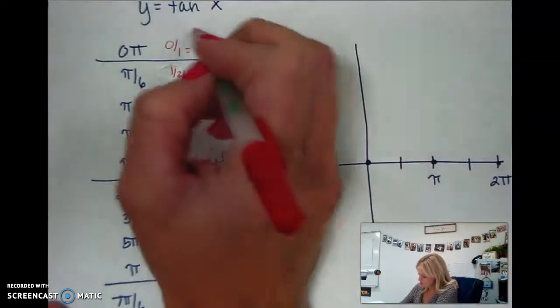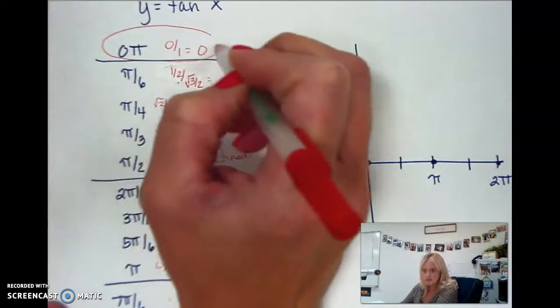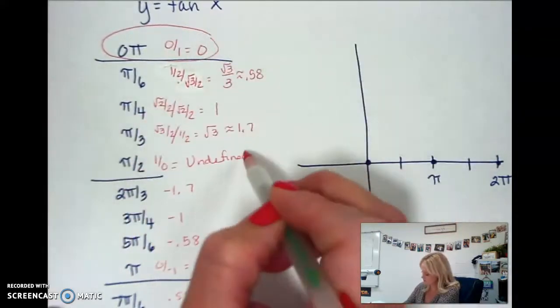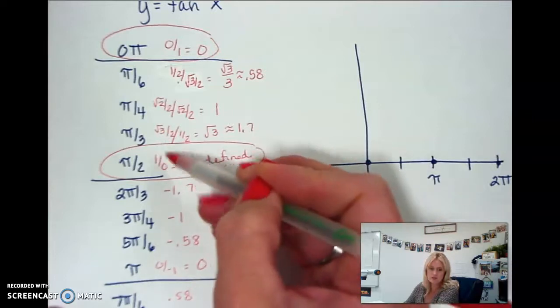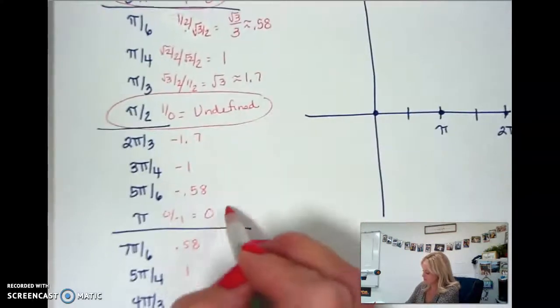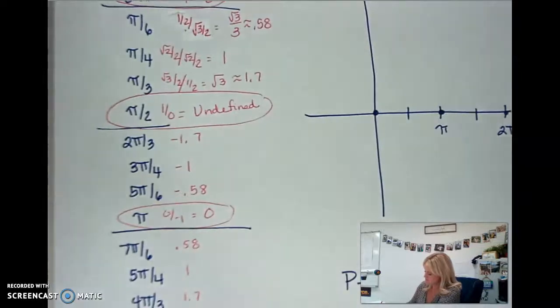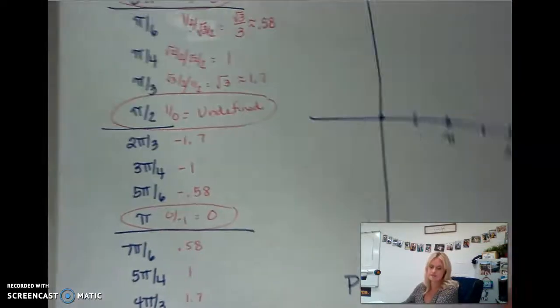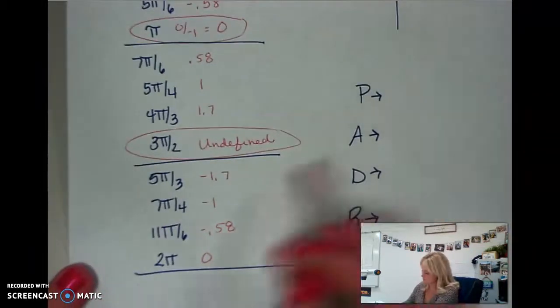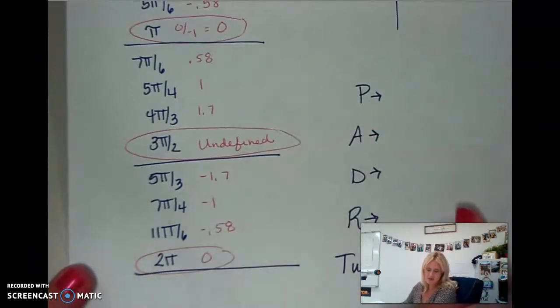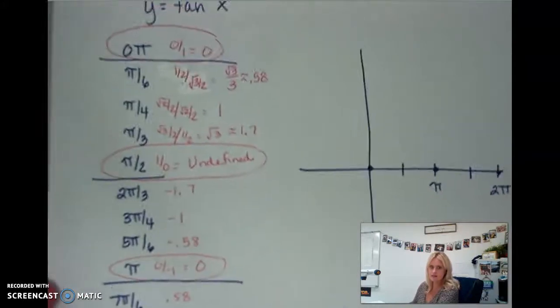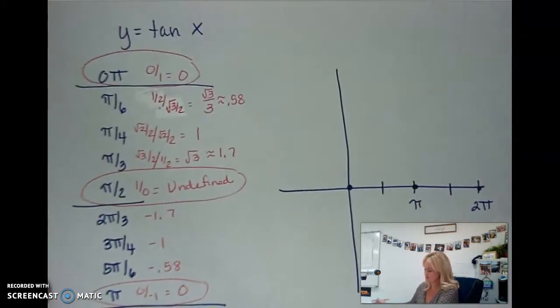We've been concentrating for our parent graphs at 0, pi, half a pi, pi, 3/2 of pi, and 2 pi. Notice what happens with tangent when we do y over x. The tangent graph isn't quite as simple as the sine and cosine graph because we have some undefined parts.